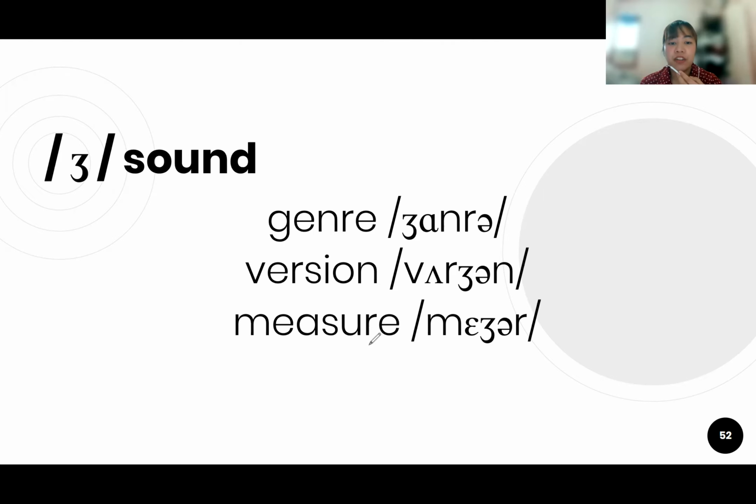Next, we also have measure. So for measure, your letter S here produces the J na sound. Measure. So in measure, your E and A produces the E, J. And then again, schwa, measure. Hindi man measure. So the stress is on the first syllable in measure. So again, we use the schwa, and your E is silent man ang E. So measure, genre, version.